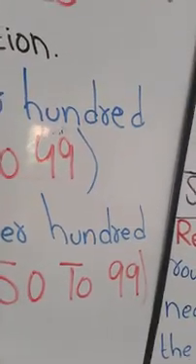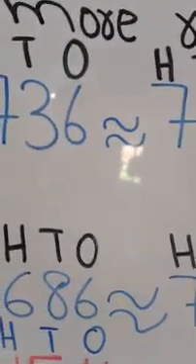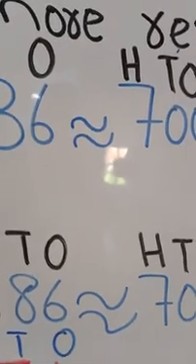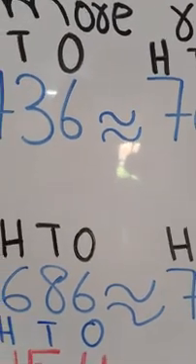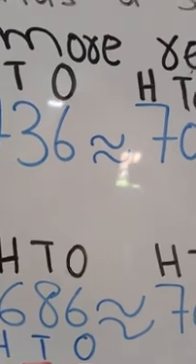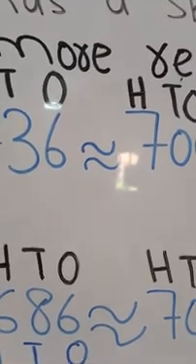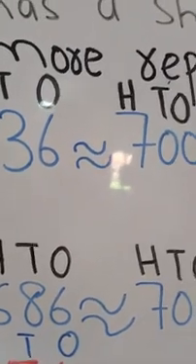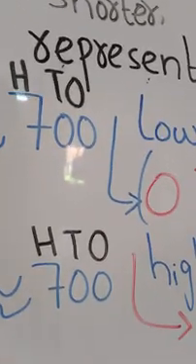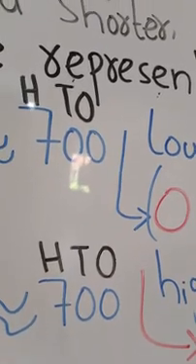So here I told you that 50 to 99. In tens place there is a number 8 and in ones place there is a number 6, so 86. So the round off means we have to count forward. So the 686 round off is 700.